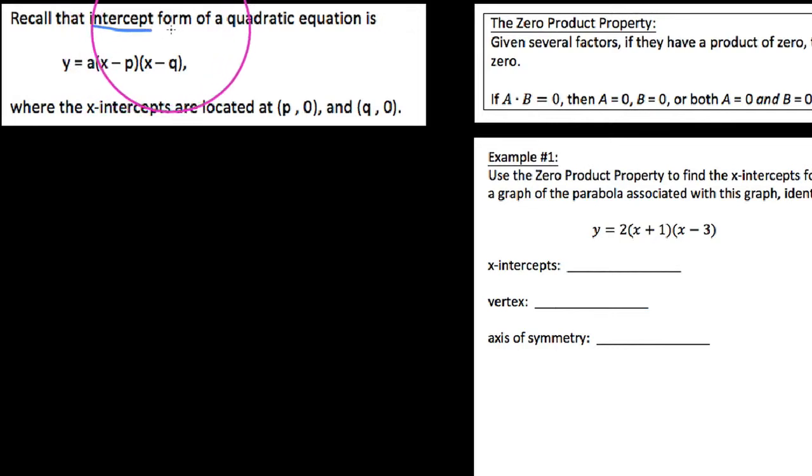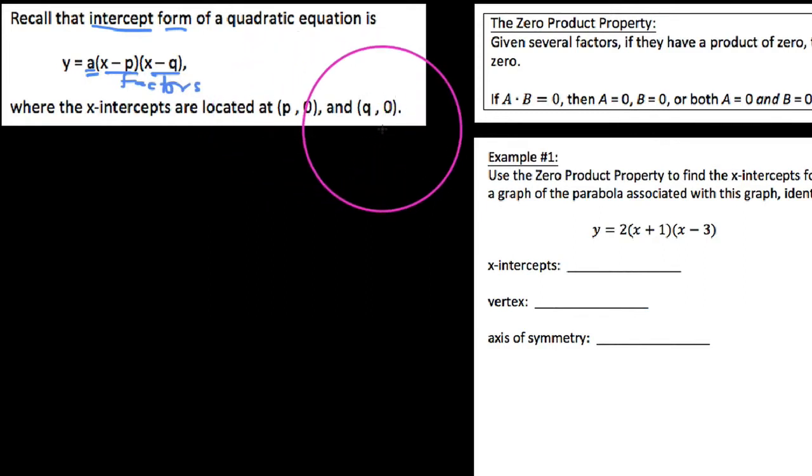Intercept form is any quadratic function of the form y equals some a value, of course we appreciate the a value, times these two quantities, or these two factors. That's what I want to call them. These are factors, and essentially these two factors here are x minus p and x minus q. We say the x-intercepts are located at (p, 0) and (q, 0).